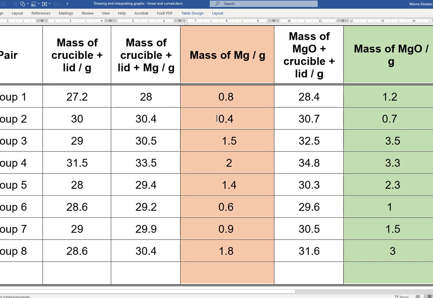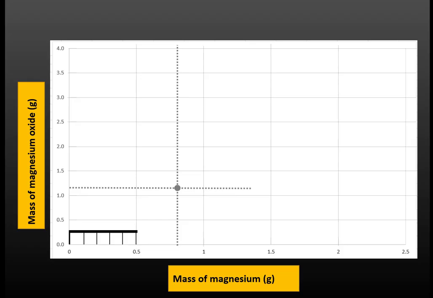So next one, 0.4, 0.7, 0.4, okay, 0.5, 0.6, 0.7, 0.8, 0.7. It's roughly there. Okay, and then you're going to have your point there.